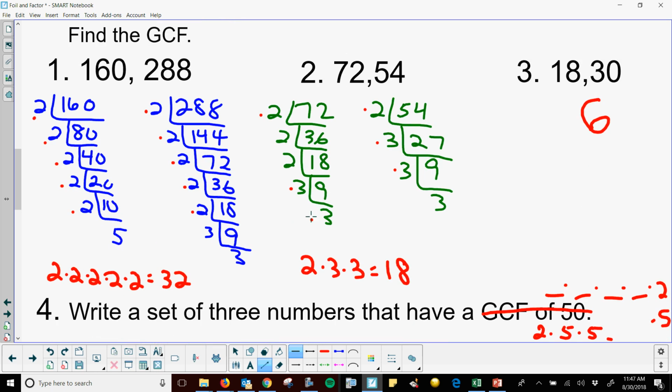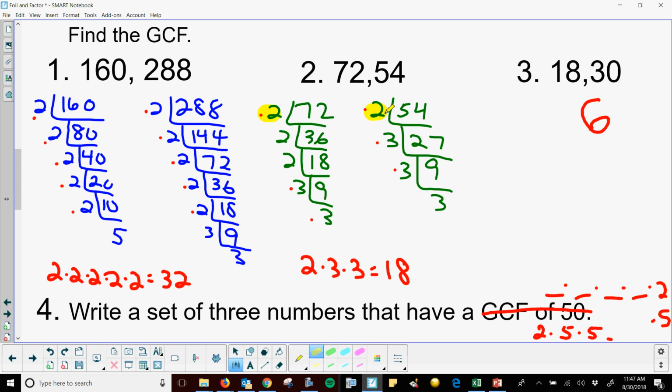Here's a couple more examples. Just let you write them down. But again, you're looking for pairs. Pair of 2s, pair of 2s, pair of 2s, pair of 2s, pair of 2s. No pair after that. Now this one, let me grab my highlighter again.